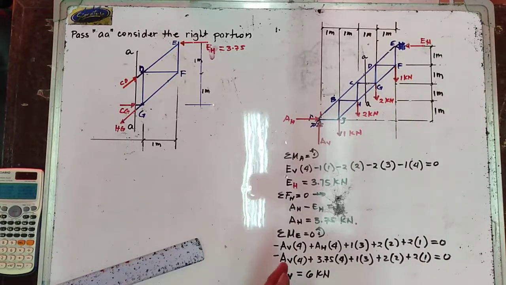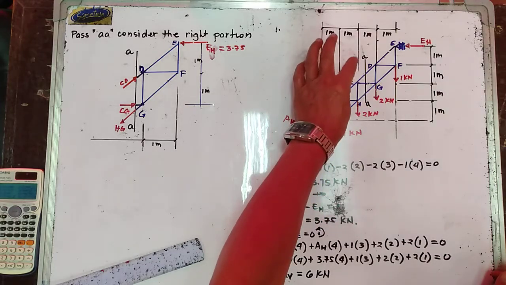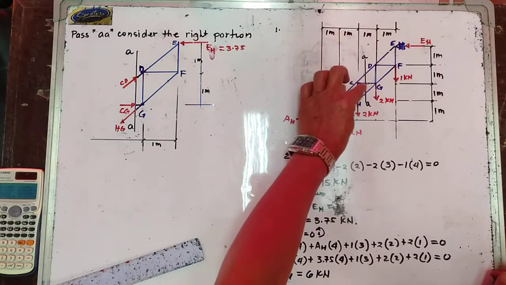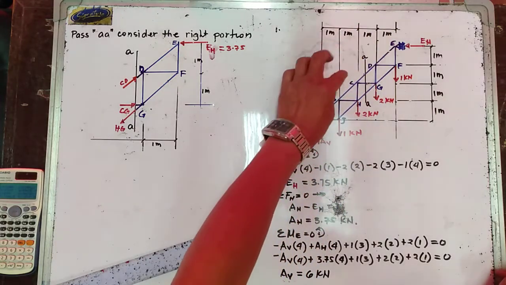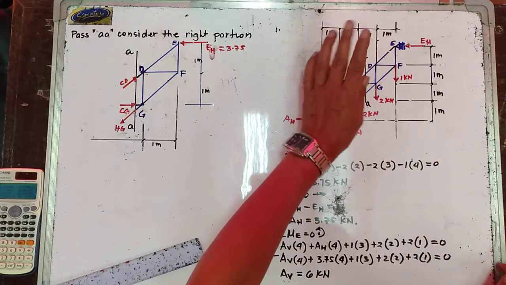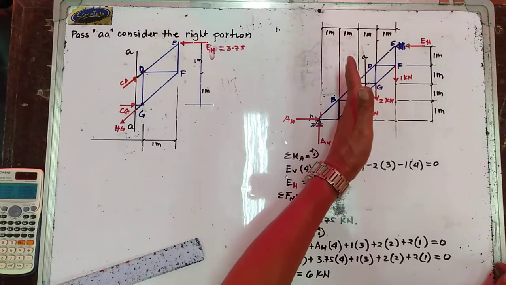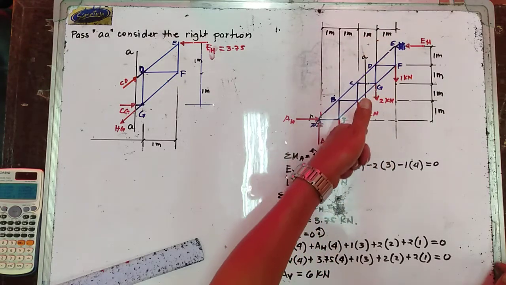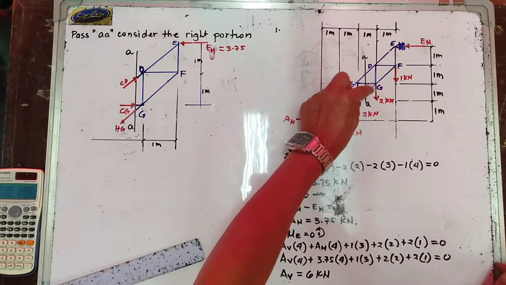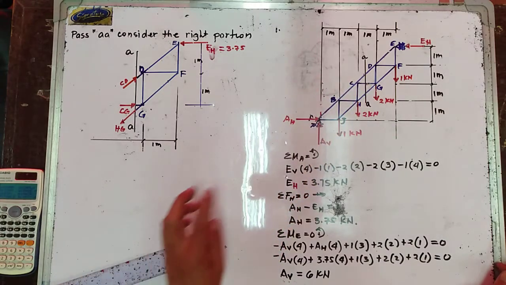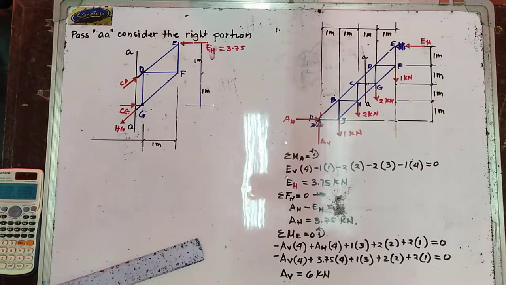So let us now determine the bar force in members CD and CG. Let us pass a cutting plane. Take note that only 3 unknown members should be passed by a cutting plane. So we have 3 members in here. You have your CD, you have your CG, and we have your HG or GH. But we are required only to determine CD and CG.